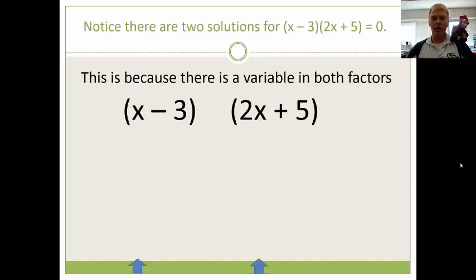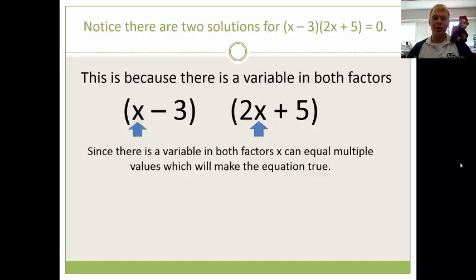Why is that? Well, this is because we have a variable in both of our factors. And this is what determines the number of solutions when we're using the zero product property. There will always be the same number of solutions as there are factors that contain variables, right? And since there's a variable in each of these, there's going to be a different value of x that is going to make the equation true based on which factor is equal to 0.